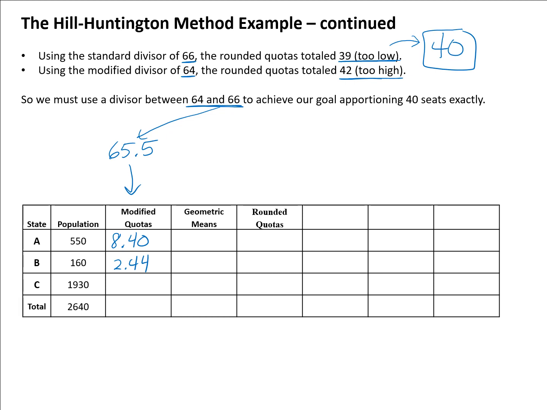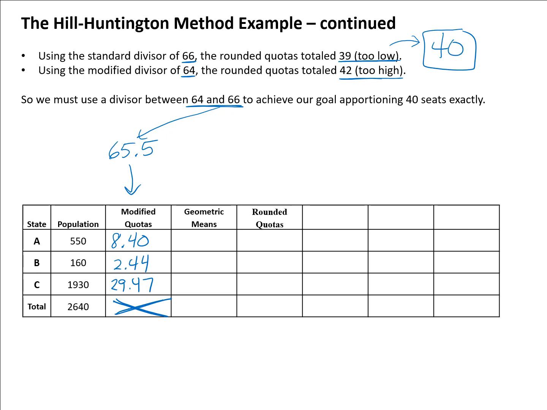When I divide state C's population of 1930 by 65.5, I get 29.47. Again, we don't add up modified quotas. You should be able to just look at those and see that they're close to the standard quotas. It should be similar, but not the same, and that should give you a sense of whether you're on the right track. But the total isn't going to come up to 40 because we're modifying our divisor.